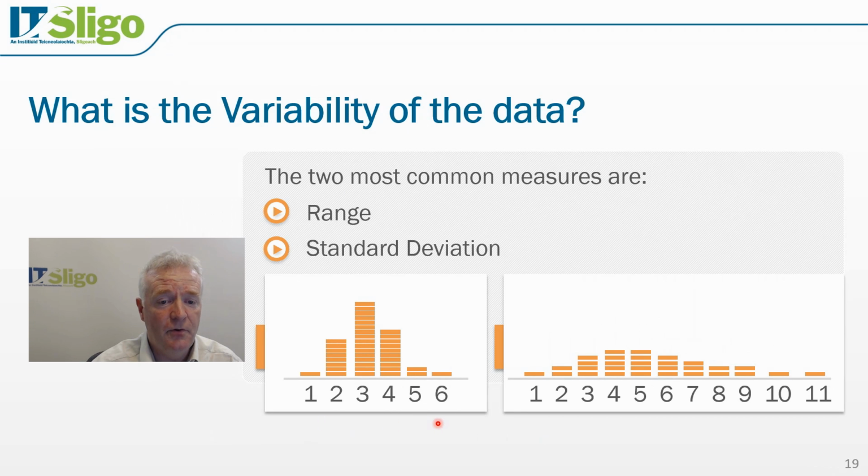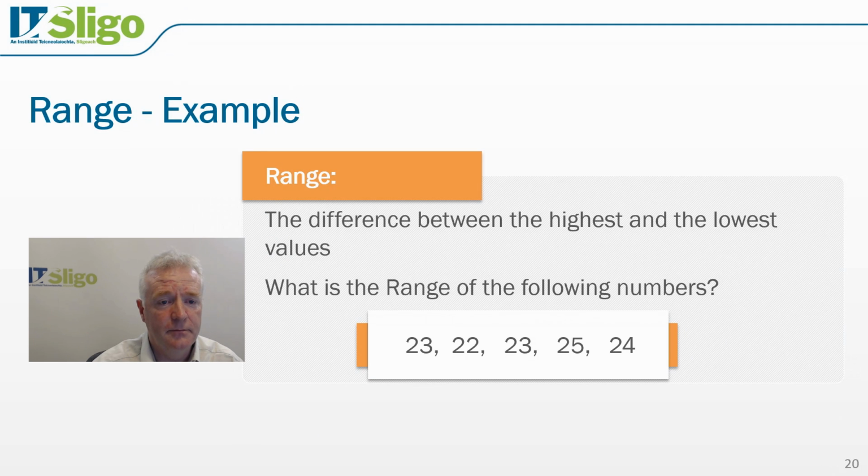The range represents the difference between the largest value and the smallest value. So the range of the first distribution is 5. The range of the second distribution is 10, 11 minus 1, which is 10. So we can see that the second distribution is twice as spread out, or twice as variable, as the first distribution. Let's take an example.